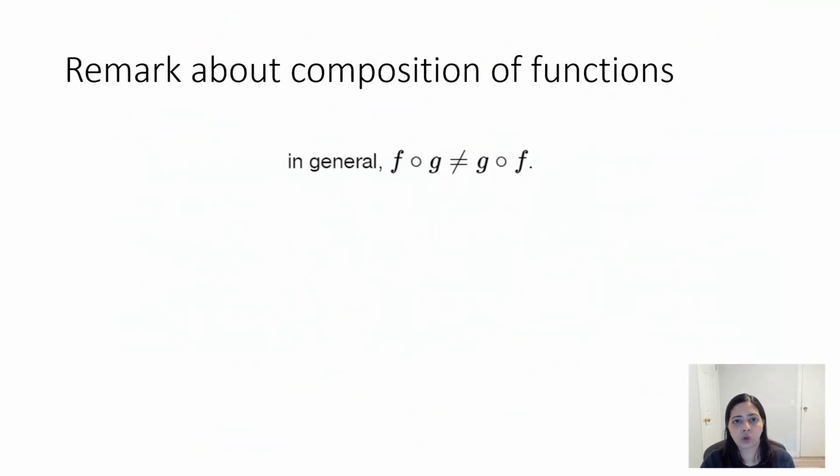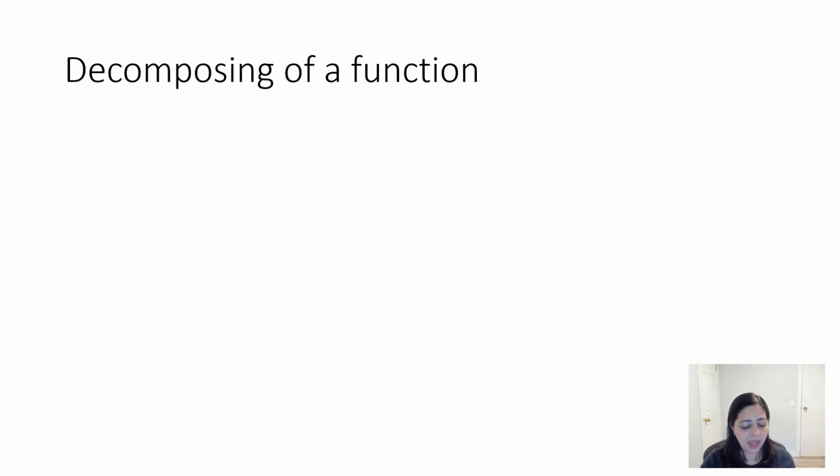So this is a remark about composition of functions. We already saw that F of G in general is not equal to G of F. Another skill we want to learn about functions is decomposing a function. We just learned how to combine functions to create new functions, specifically the composition. But now it's the reverse process. You are given a function in composed form, and you have to break it down into individual functions. So let's learn that through an example.